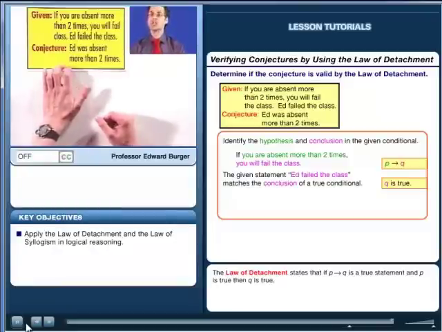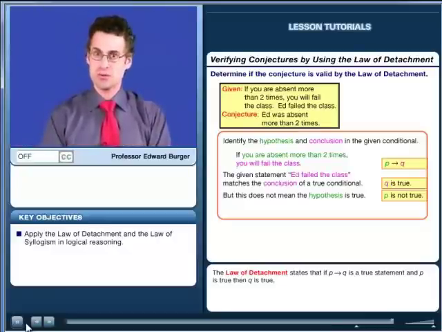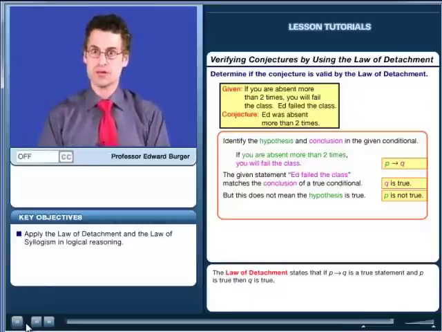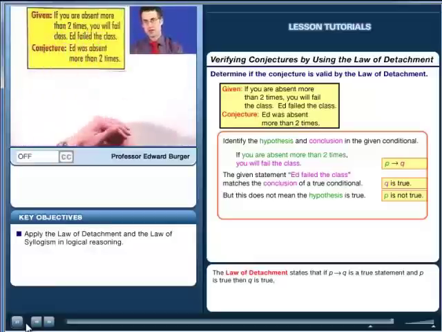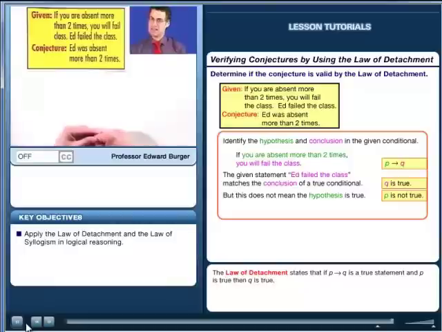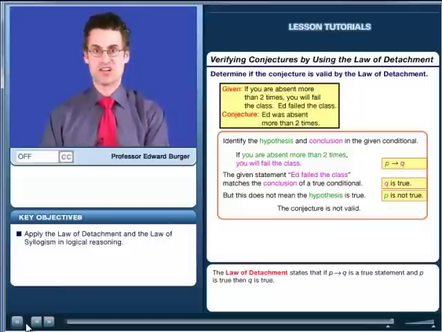The answer is no. The law of detachment says if P then Q and P is true, then Q is true. Here we're given a logical statement where we have if P then Q and Q is true. We can't conclude anything about P using the law of detachment. So here we cannot prove the conjecture using the law of detachment.